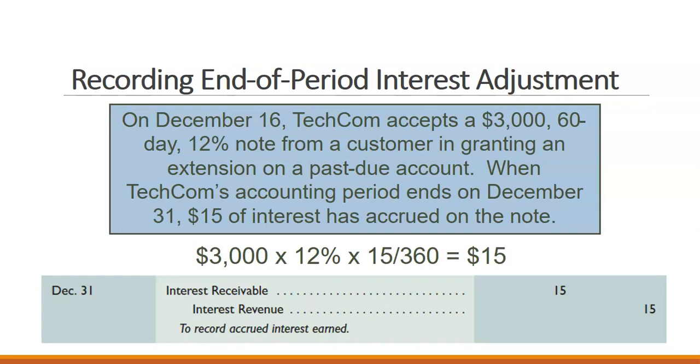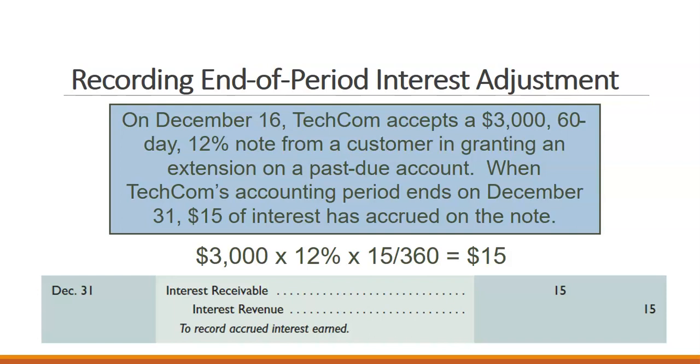If we have an end of period, so it's the end of the month or the end of the year, and we have outstanding notes, we need to record the accumulation of interest in an adjusting entry. So here we have on December 16th, we've accepted a $30,000 60-day 12% note from a customer in granting an extension on a past due account. At the end of the accounting period, we need to accrue interest on that note.